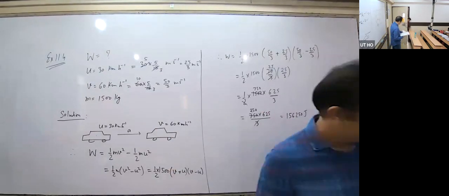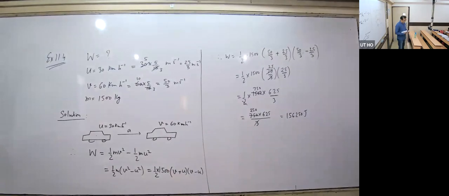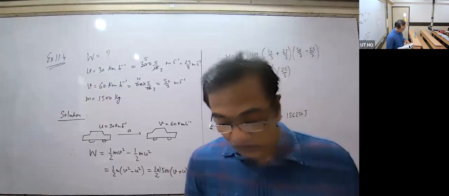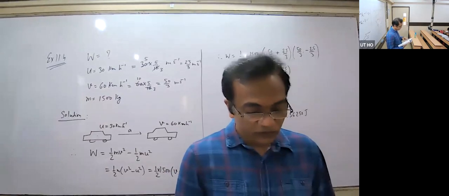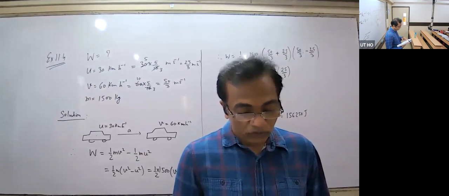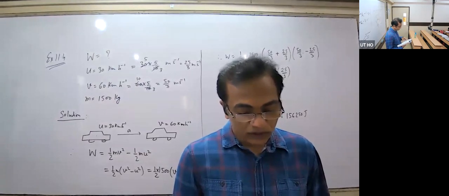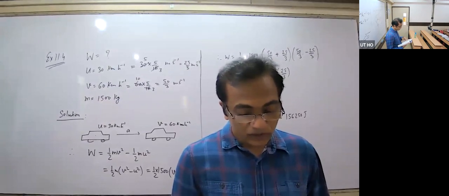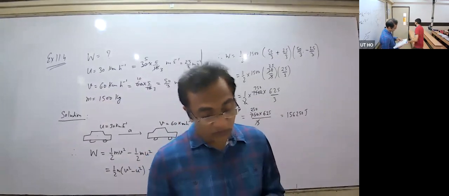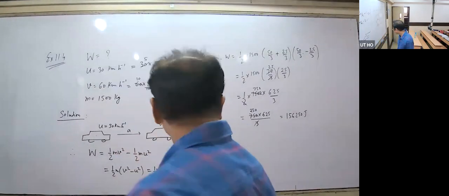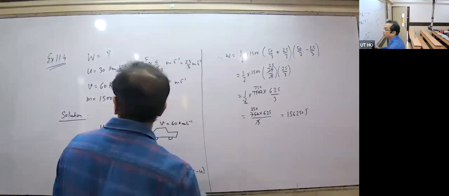Then there is a numerical question. The kinetic energy of an object of mass m moving with a velocity of 5 meters per second is 25 joule. What will be its kinetic energy when its velocity is doubled? Then the second question is, what will be its kinetic energy when its velocity is increased 3 times, right?